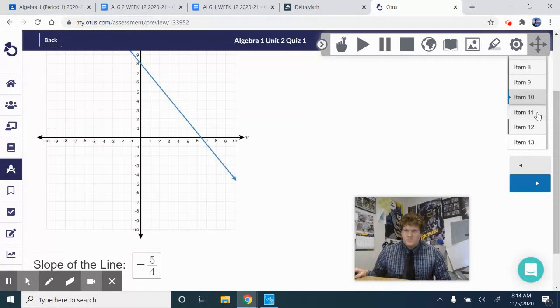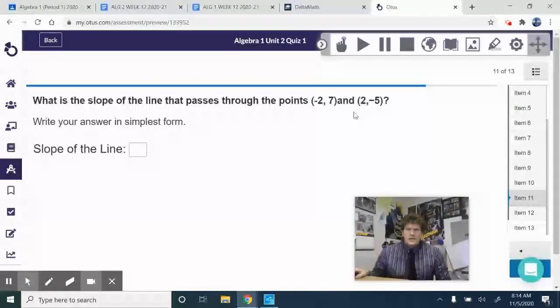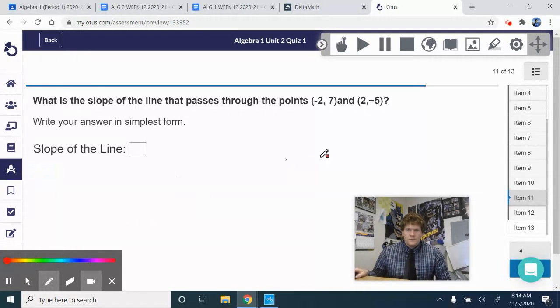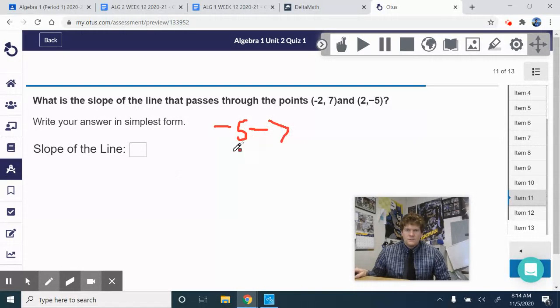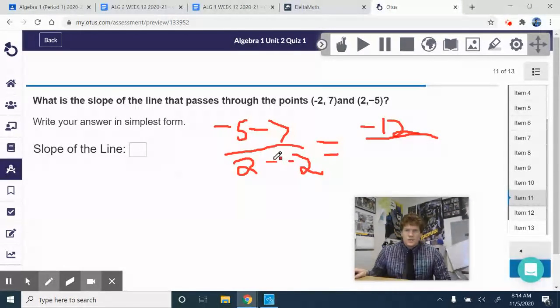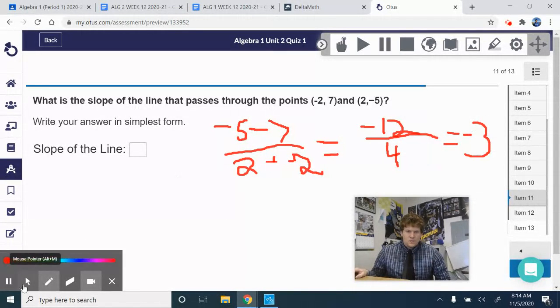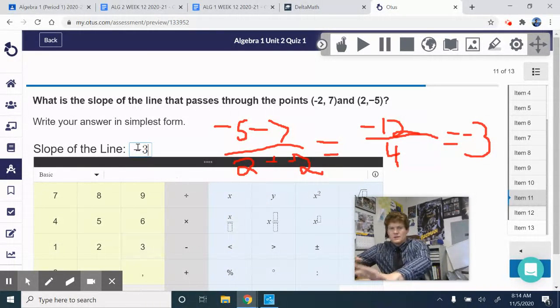Going on to our next problem. Slope of the line here, we need to use our slope formula. So I have y2, negative 5, minus y1, minus 7, divided by x2, which is 2, minus x1, which is that negative 2. Negative 5 minus 7 makes negative 12. 2 minus negative 2 becomes positive. So 2 plus positive 2 becomes 4. Negative 12 divided by 4 becomes negative 3. So our answer for this one should be negative 3.